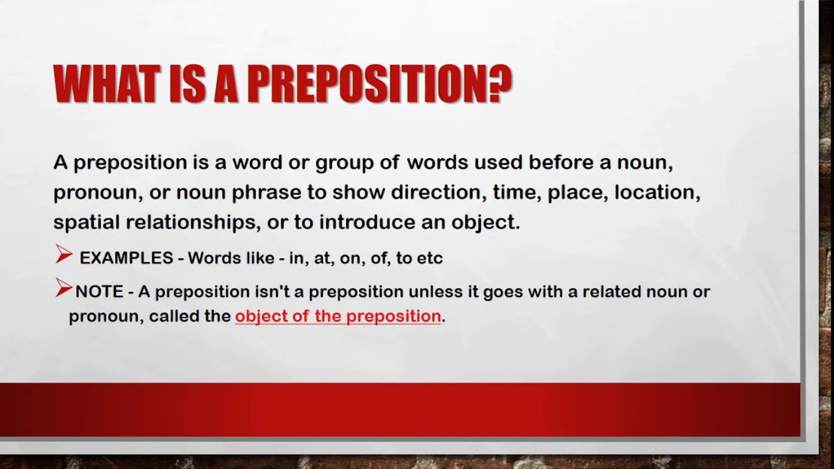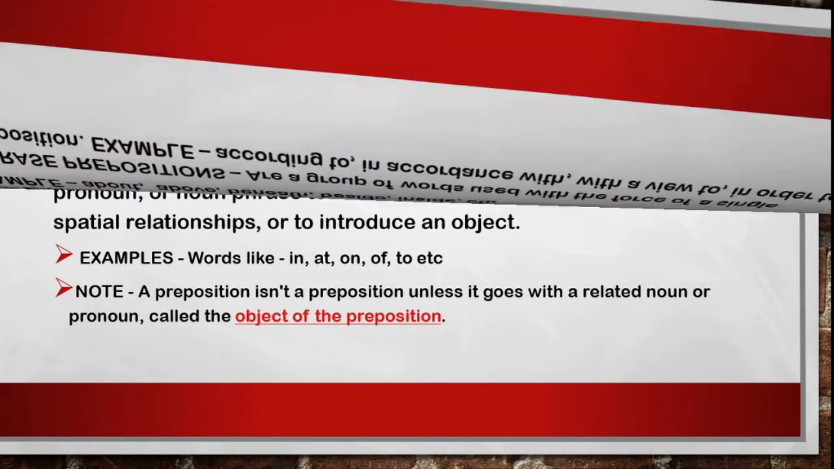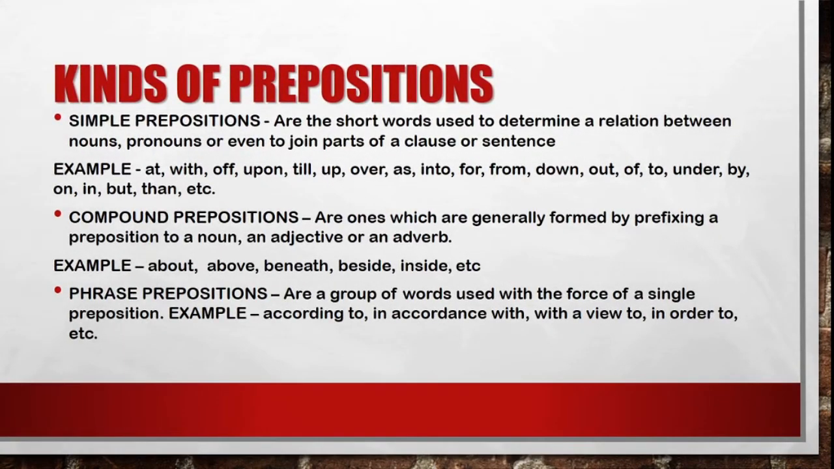Now, please note that a preposition isn't a preposition unless it goes with a related noun or pronoun, right? So it's called the object of the preposition. Now, what kinds of prepositions do we have?